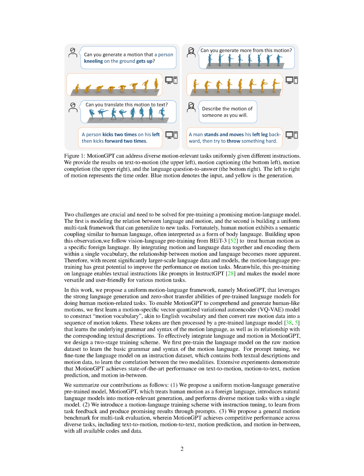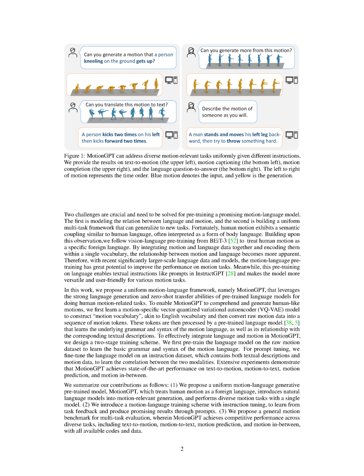With the recent surge in larger-scale language data and models, pre-training a motion-language model holds great potential to enhance performance in motion tasks. Furthermore, this pre-training on language allows for textual instructions, making the model more adaptable and user-friendly for a variety of motion tasks. In this work, we introduce a uniform motion-language framework, which we've named MotionGPT. This framework leverages the robust language generation and zero-shot transfer abilities of pre-trained language models for human motion-related tasks.